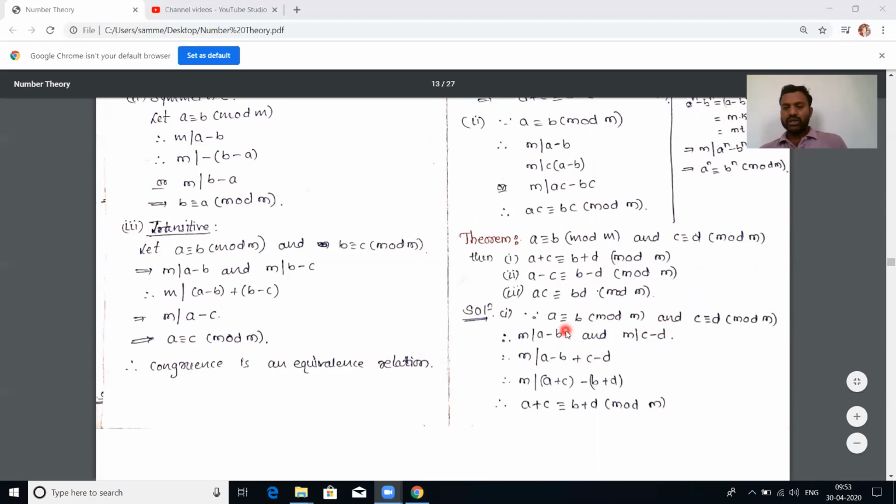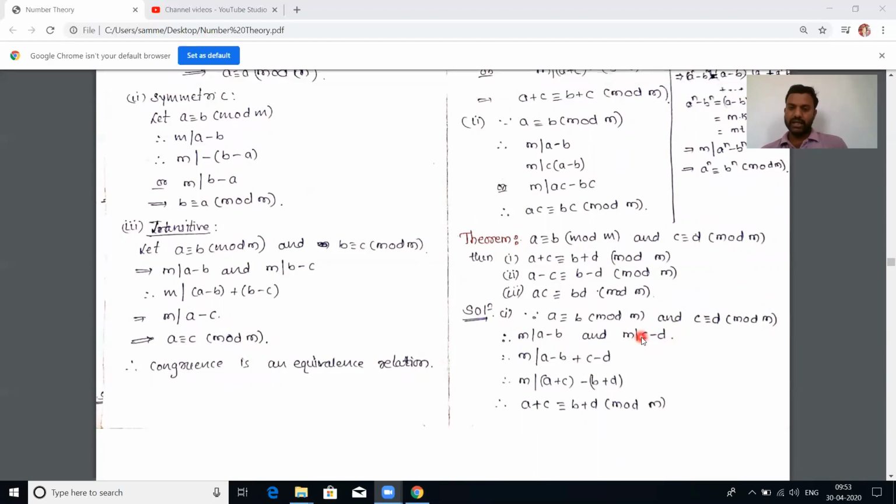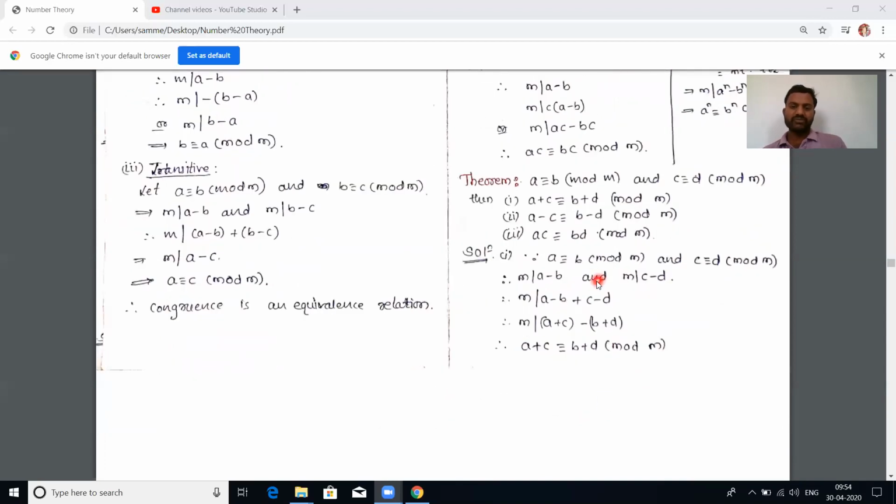We know if a divides b and a divides c, then a divides bx plus cy, linearity. So therefore you can add these: m divides a minus b plus c minus d. Adjusting the terms, we are getting m divides a plus c minus b minus d, where minus is taken common, so remaining m divides a plus c minus b plus d. So therefore a plus c is congruent to b plus d mod m.